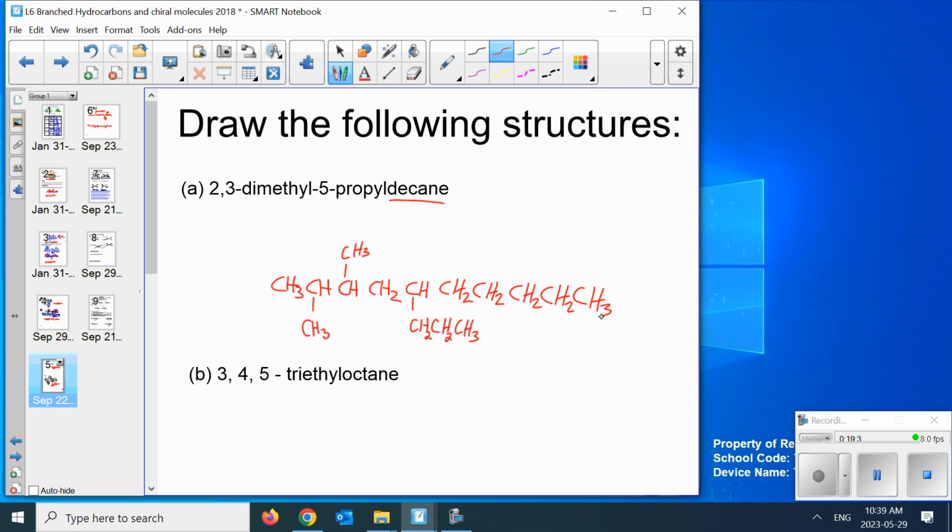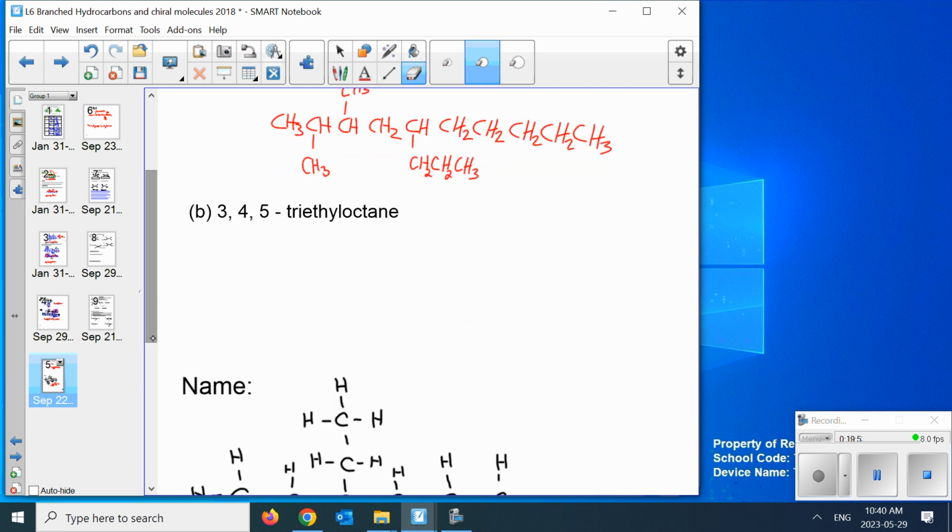So we're going to use these. I know different classes use different methods. Let's just do them with, I know what you started, you use the zigzag. I know what you're doing, but no, we're going to stick to this, okay? So I want you to do this: 3, 4, 5-triethyloctane.